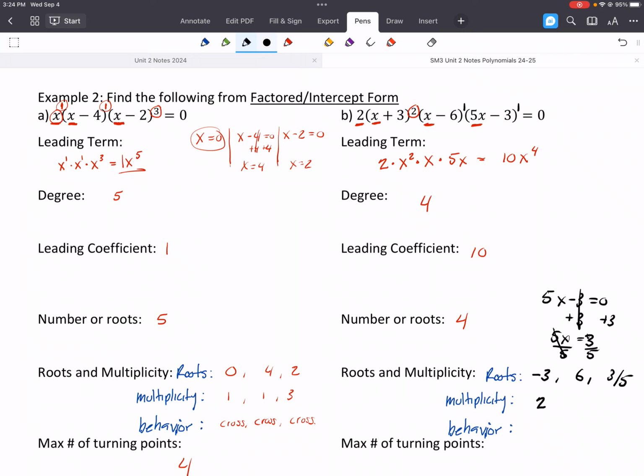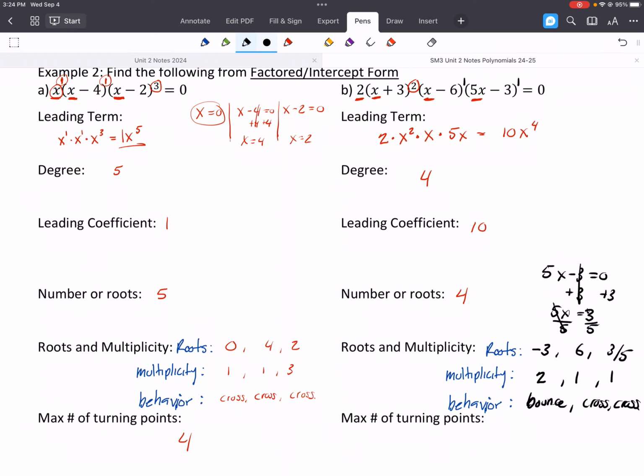Multiplicity. Again, we're just looking at those exponents. So we'd have a multiplicity of 2, then 1, and 1. If the multiplicity for each factor is even, then it's going to bounce, and then cross, and cross. And then the max number of turning points would be 4 minus 1, which is 3.